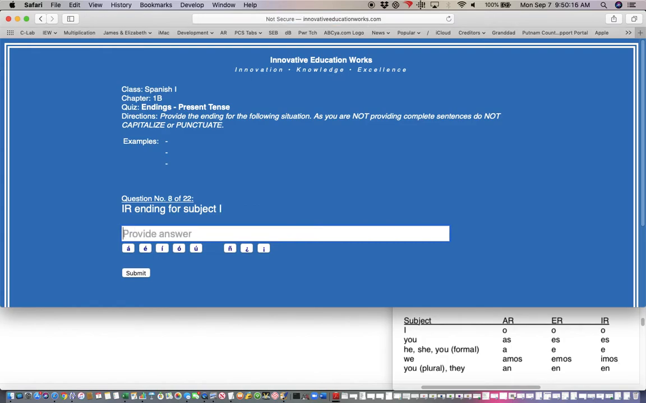IR ending for the subject I. Here's the subject I. Notice that all of the endings for the subject I is an O. ER ending for the subject you formal. Here's the ER column, you formal. There it is, the letter E, pronounced E.